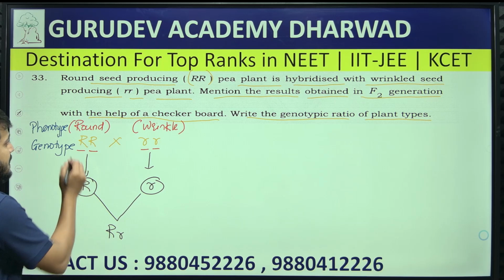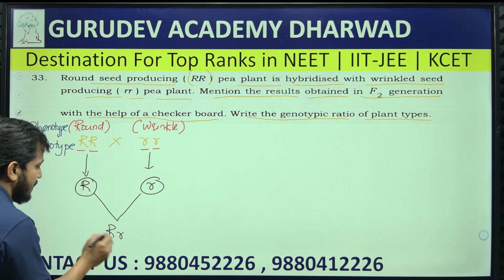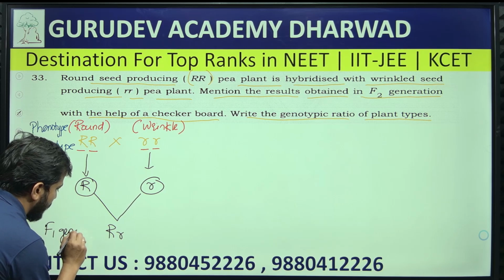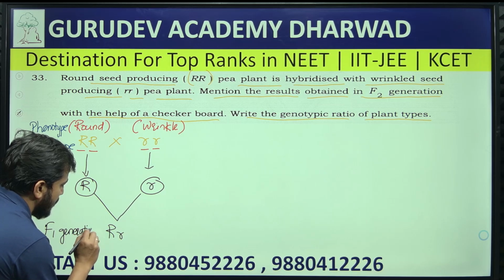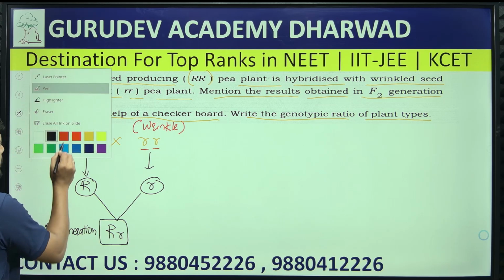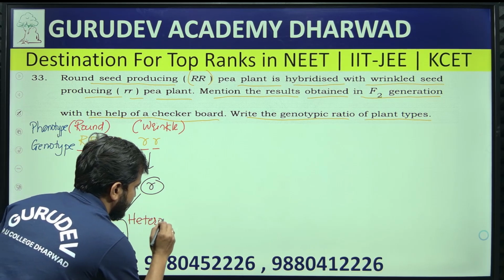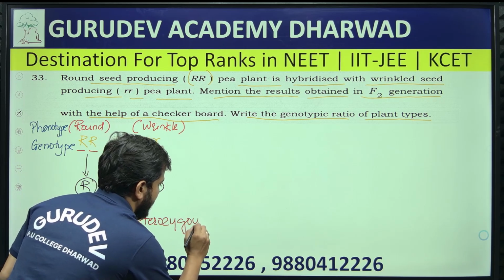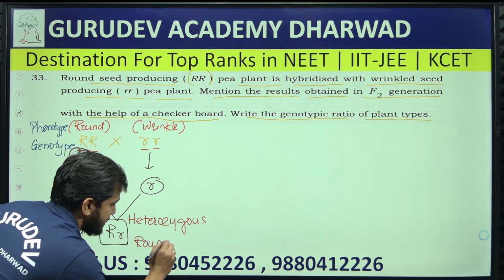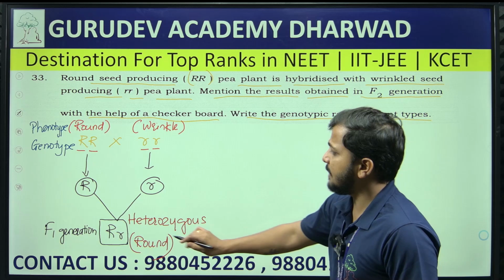Right, so as I have told you, the capital letter represents the dominant character. Definitely in this F1 generation, or first filial generation, what I am finding is that this capital R small r is heterozygous. This condition is heterozygous, right? And this represents round, as round is dominant over wrinkle, right? So this is the F1 generation.